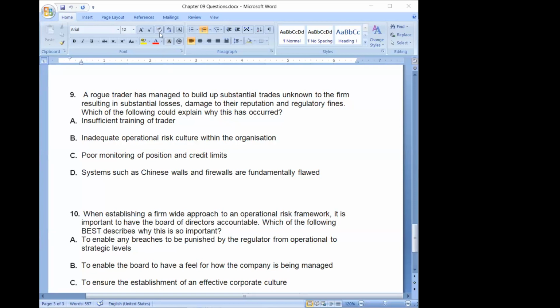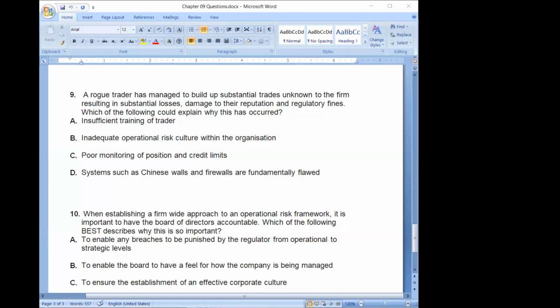Right, let's see the question. A rogue trader has managed to build a substantial trade unknown to the firm, resulting in substantial losses, damage to their reputation, and regulatory fines. Which of the following could explain why this has occurred? Insufficient training of trader, inadequate operational risk culture within the organization, poor monitoring of positions and credit limits, systems such as Chinese walls and firewalls are fundamentally flawed.